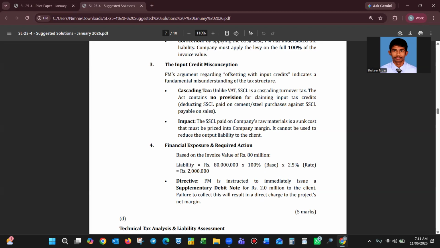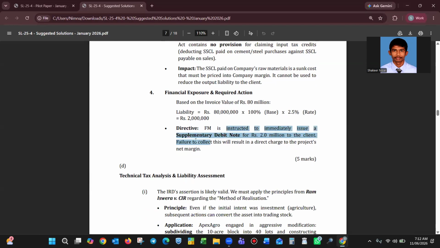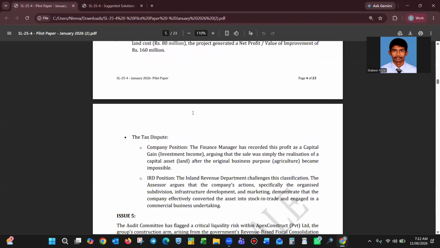So SSCL paid on company raw material is a sunk cost that must be priced into the profit margin, because it is irrecoverable. Therefore, to mitigate that loss, you have to charge it to the client by keeping an appropriate margin. That liability is 80 million, a 100% base, multiplied by the 2.5% SSCL rate. So the FM instructs to issue a supplementary debit note of 2 million to the client. Failure to collect this will reduce the project's net margin, because you finally have to pay it. That is your answer.